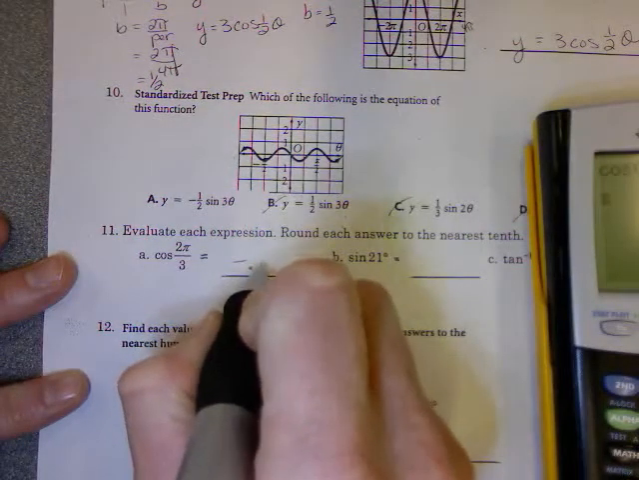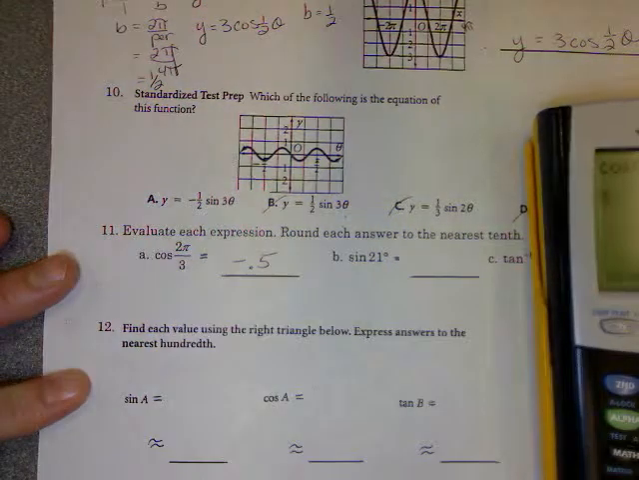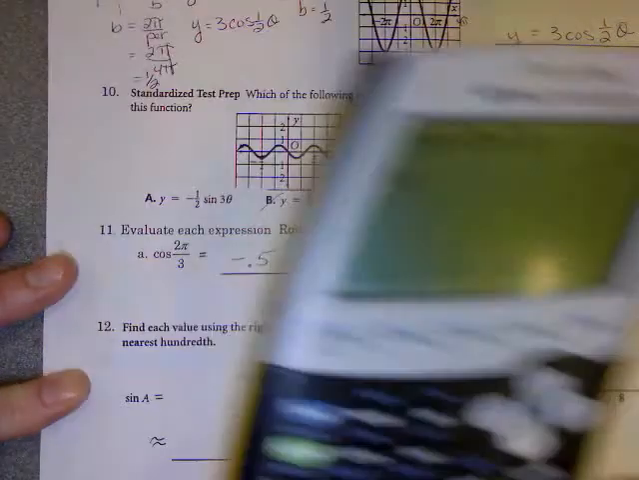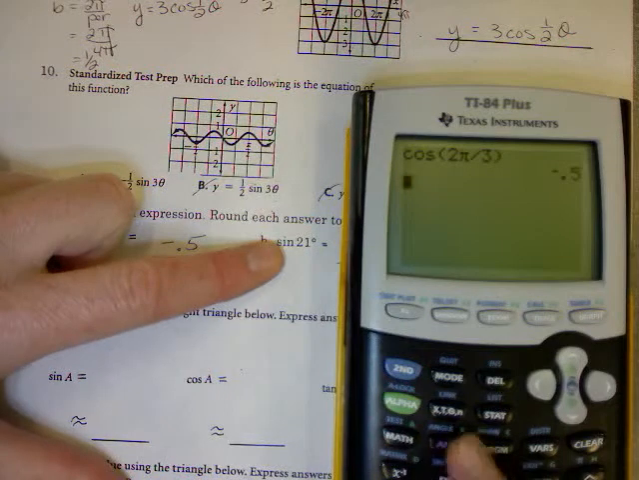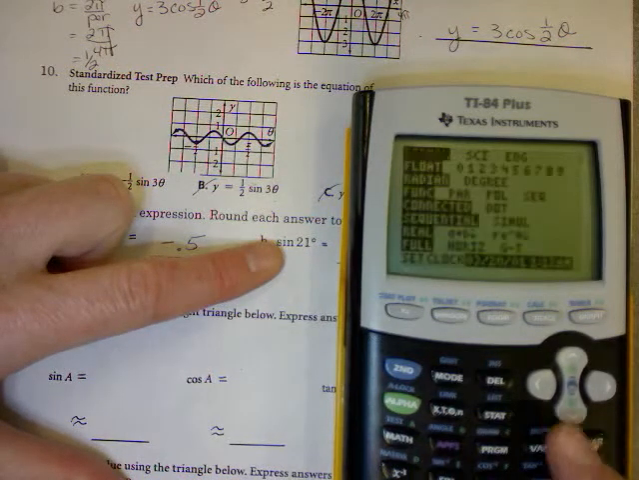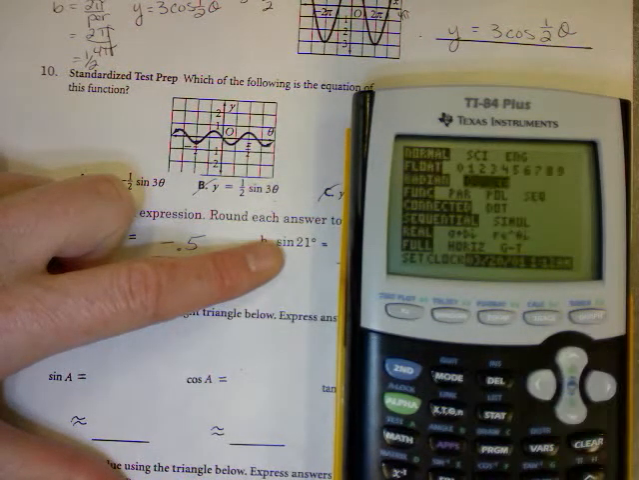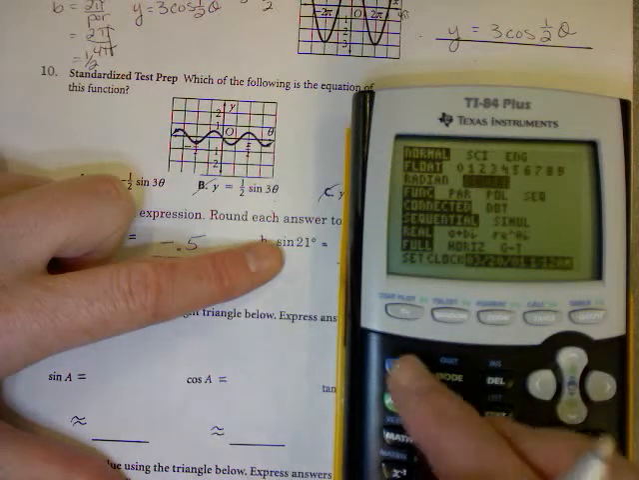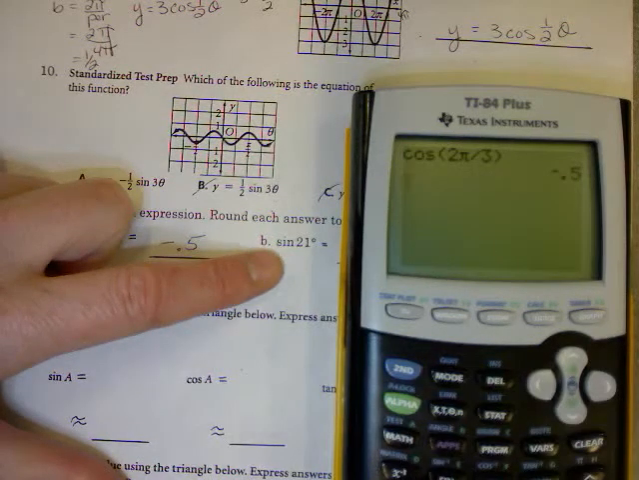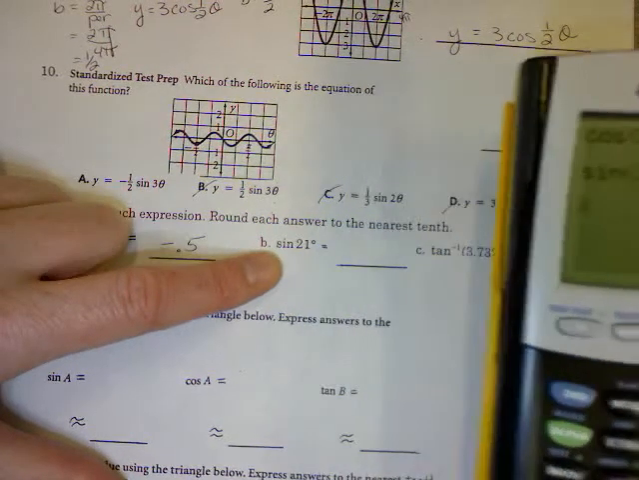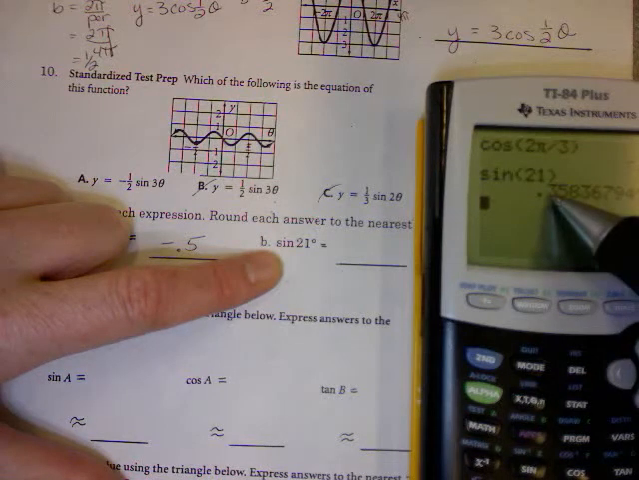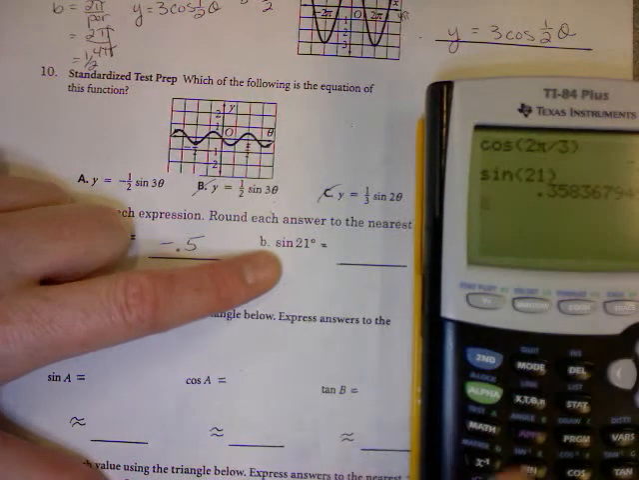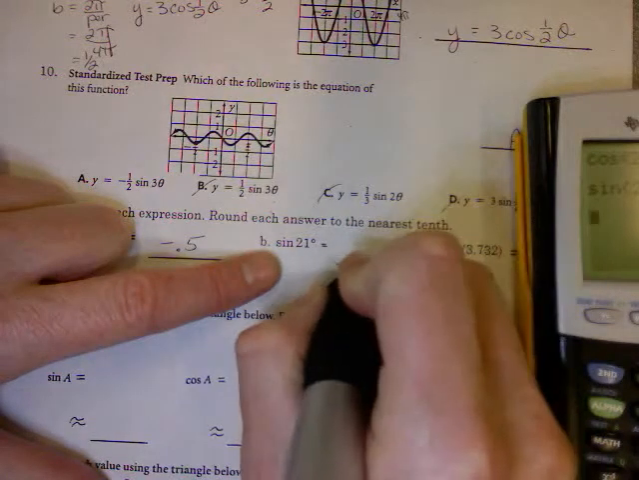So that's -0.5. Now we have a degree. So to do sine of 21 degrees, we have to now change our calculator back to degree mode. Make sure it's in degree mode. And we can do sine of 21. And we're rounding to the nearest tenth, so 3.5. The 5 will round this 3 up to a 4, so that's 0.4, positive 0.4.